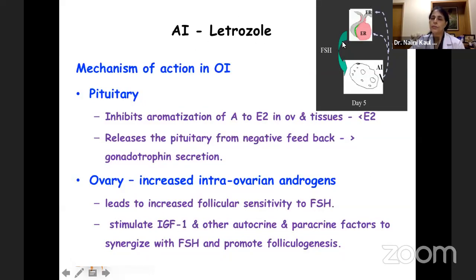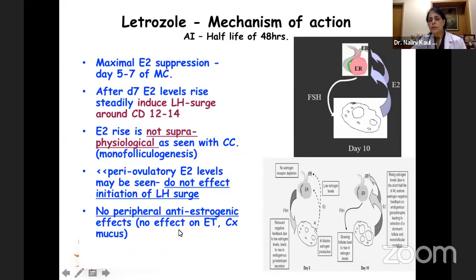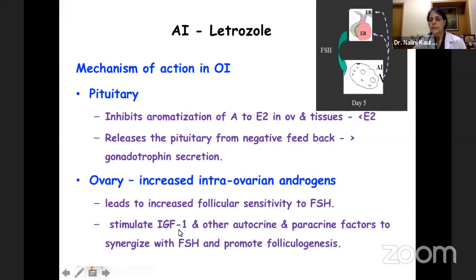One, at the level of the pituitary, where because of the decreased estradiol circulation, the FSH starts getting secreted because the negative feedback is lost. And then in the ovary, it increases the androgens within the ovary, and the increased intraovarian androgens lead to increased follicular sensitivity to FSH. They also stimulate insulin-like growth factor and other autocrine and paracrine factors, which then synergize with FSH and promote folliculogenesis.